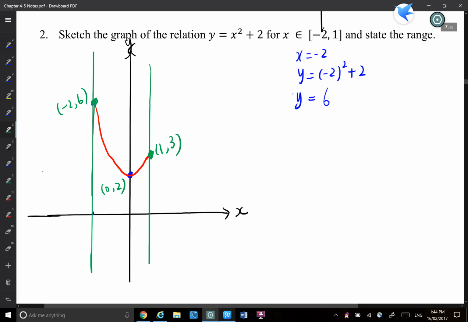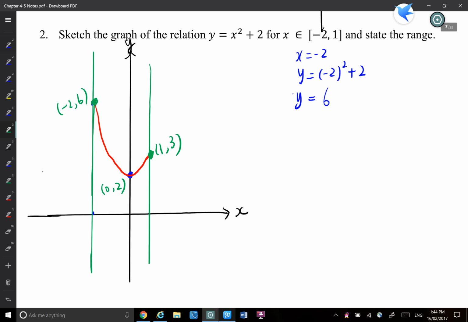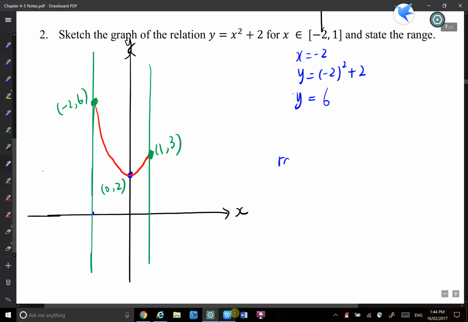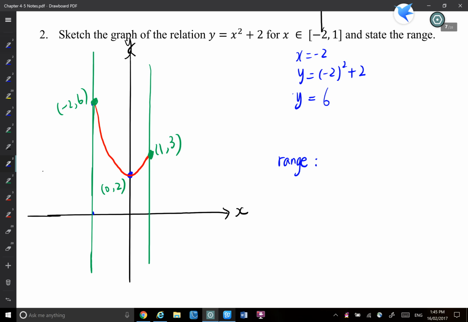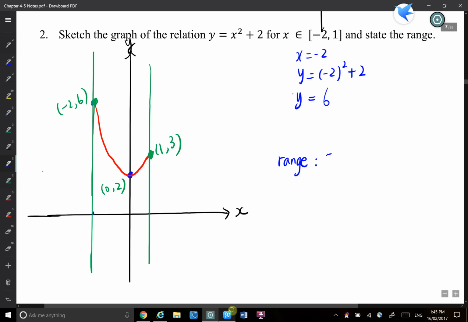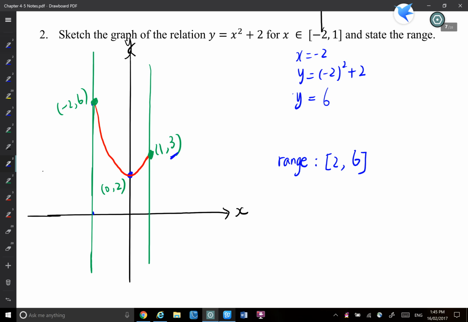Okay, so now let's think about what the range is. Range is the possible values. What is the lowest value I can take? 2, right? I'll start from 2. I can take 2. What is the highest value I can have? Do I need to consider the 3 here? Do I need to show 3 anywhere in between?